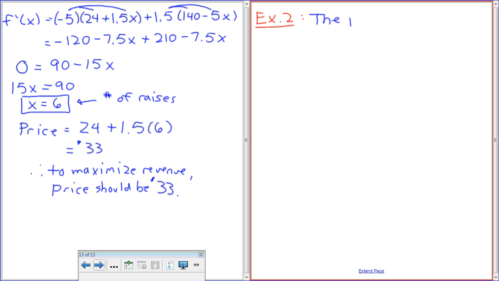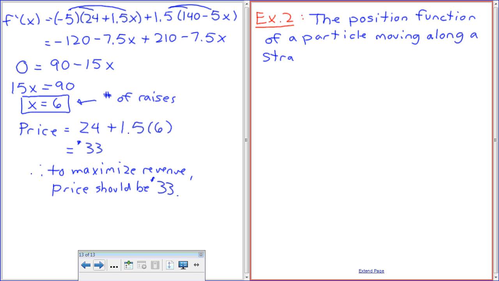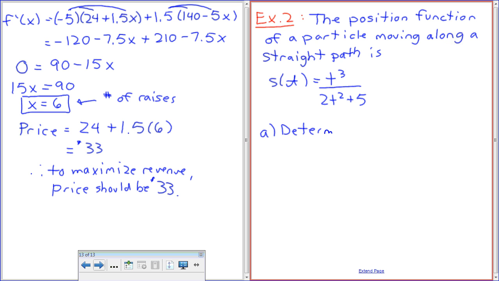The position function of a particle moving along a straight path is S of t equals t cubed all over 2t squared plus 5. Determine the velocity after 2 seconds.